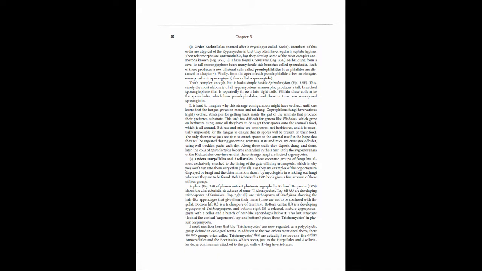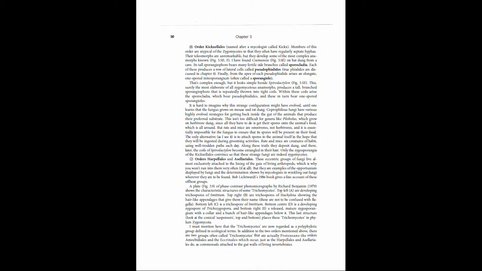This isn't too difficult for genera like Pilobolus, which grow on herbivore dung, since all they have to do is get their spores onto the animal's food, which is all around. But rats and mice are omnivores, not herbivores, and it is essentially impossible for the fungus to ensure that its spores will be present on their food. The only alternative, as I see it, is to attach spores to the animal itself in the hope that they will be ingested during grooming activities. Rats and mice are creatures of habit, using well-trodden paths each day. Along these trails they deposit dung, and there, later, the coils of Spirodactylon become entangled in their hair.